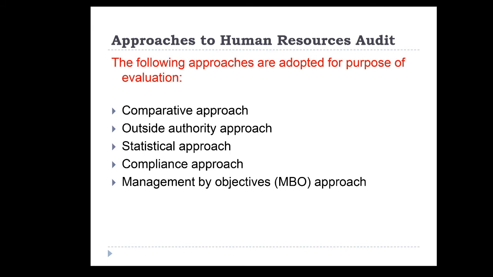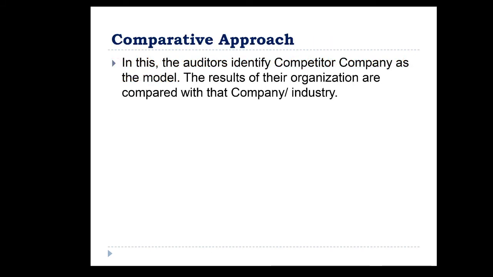So how do they approach it? There are five types of approach we can have: a comparative approach, outside authority approach, statistical approach, compliance approach, and management by objectives. Everything is a simple concept, which you might already know; it is something that happens in organizations.